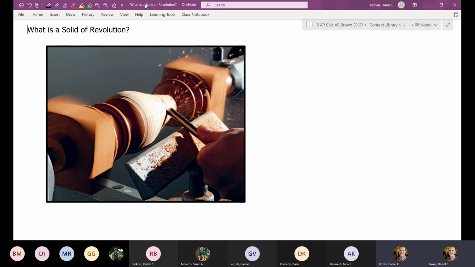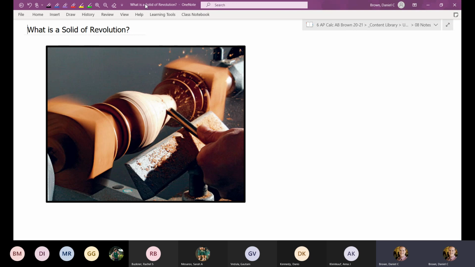Today and tomorrow, we are going to be looking at volumes of revolution. Again, it's going to be the last type of volume problem you need to know for AB calculus. And volumes of revolution, the way I think about them, are any type of solid that can be created by rotating a region around an axis.